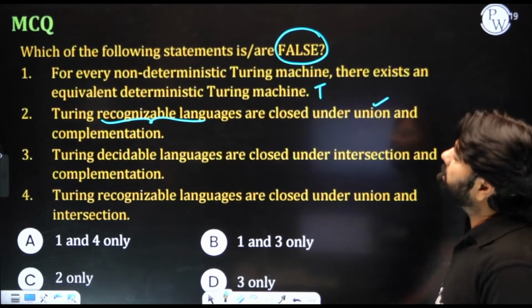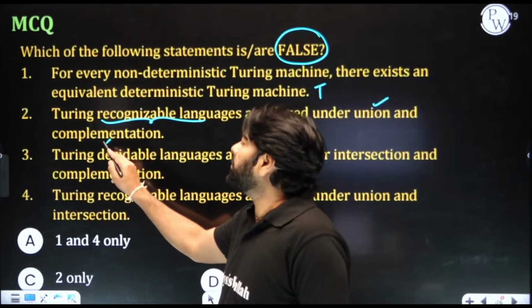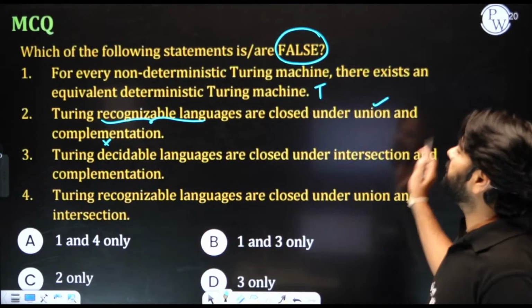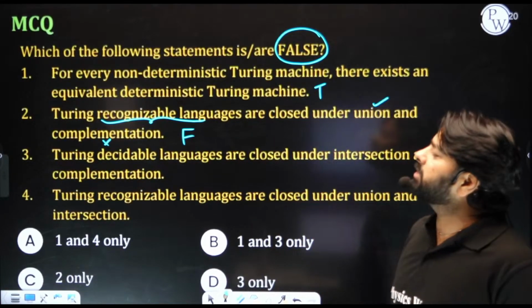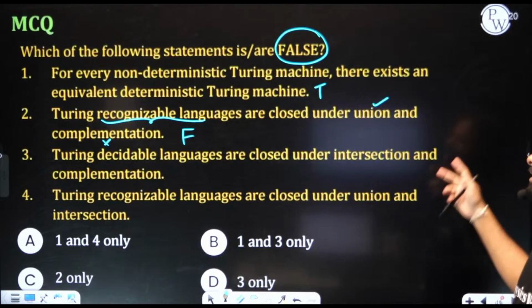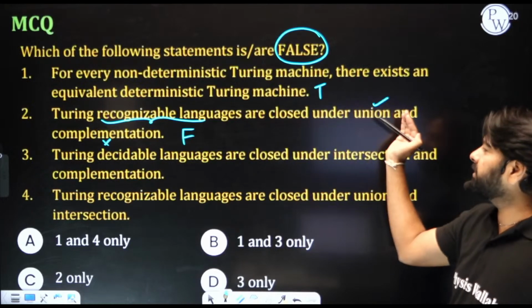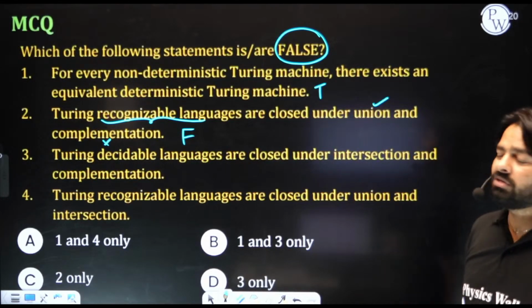RELs are closed under union but not closed under complementation. That is the reason this statement is a false statement. You need to identify the false statement only. This is not a true statement. Only half of the statement is true, but the whole statement is false.